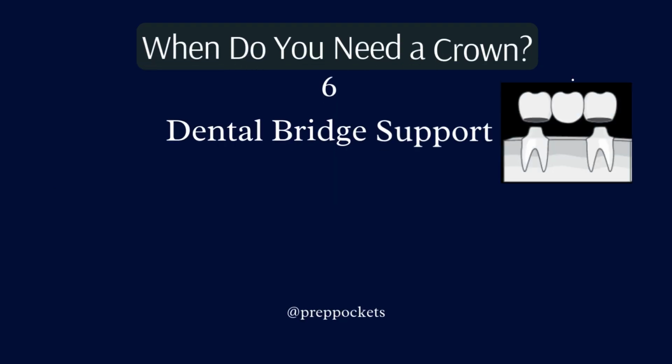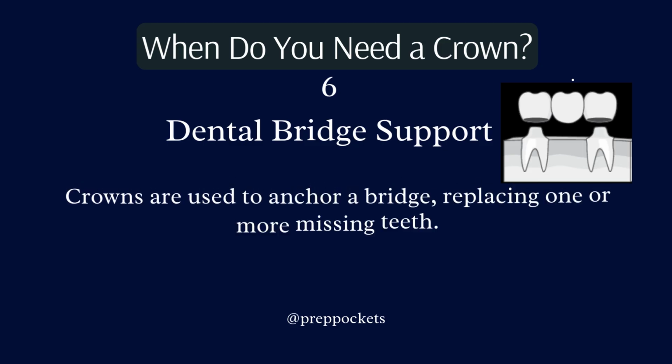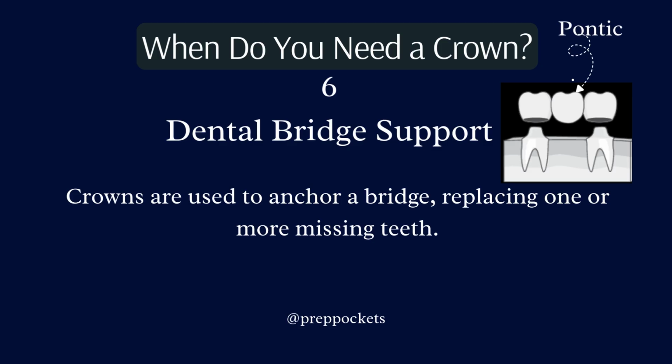The last but not least condition is support for a dental bridge. A dental bridge is used to replace one or more missing teeth. It typically has pontics, commonly referred to as artificial teeth that replace missing ones, and abutments, which are the supporting teeth on either side. If you are having a missing tooth, a crown can act as part of a bridge when it is used as an abutment crown to support the replacement of a missing tooth, by preparing the two adjacent teeth and fitting them with crowns.